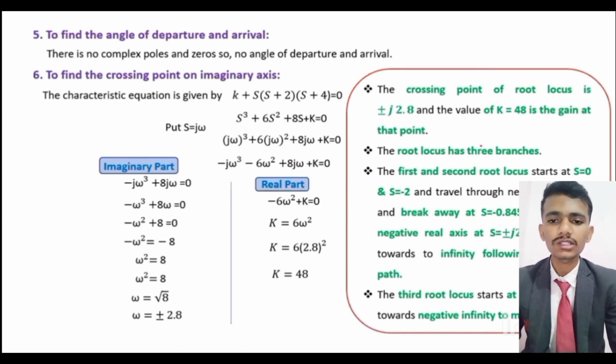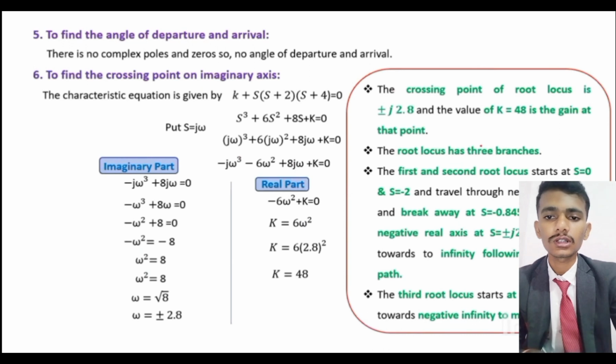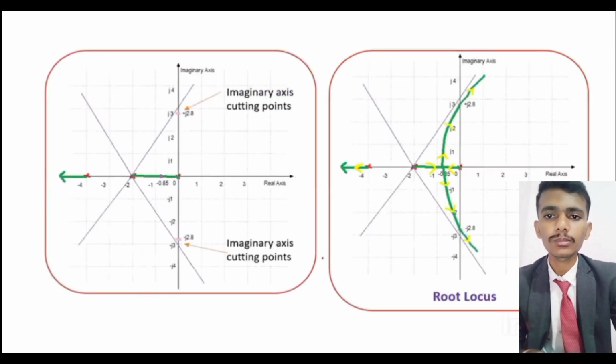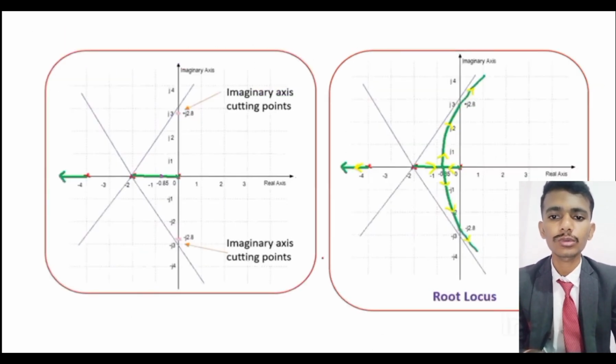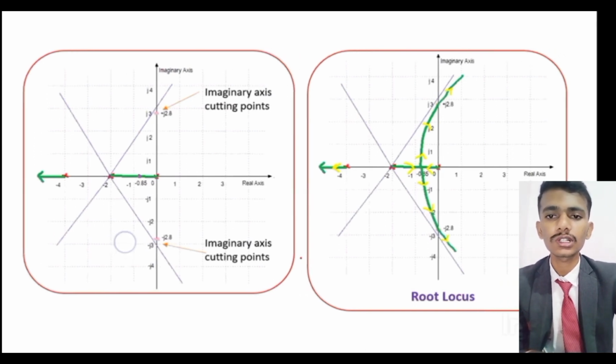The imaginary part is omega equals plus or minus 2.8, and the real part is k equals 48. The cutting points are plus 2.8 and minus 2.8. There is a breakaway point, which is minus 0.85. From that, the line will diverge towards plus j 2.8 and minus j 2.8, and we get another graph when the line diverges towards both cutting points.